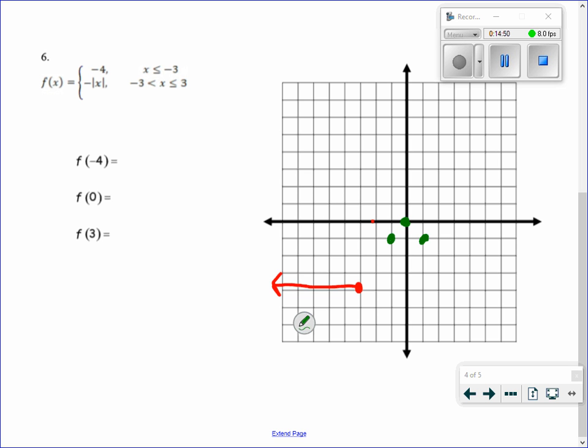If I plugged in negative 2, my output is negative 2. If I plugged in 2, my output is negative 2, and so on. So at 3, we'll have that closed circle. What about at negative 3? We'll have what? An open circle. So once again, you can always use that idea of creating inputs and outputs to help you graph whatever you're working on.